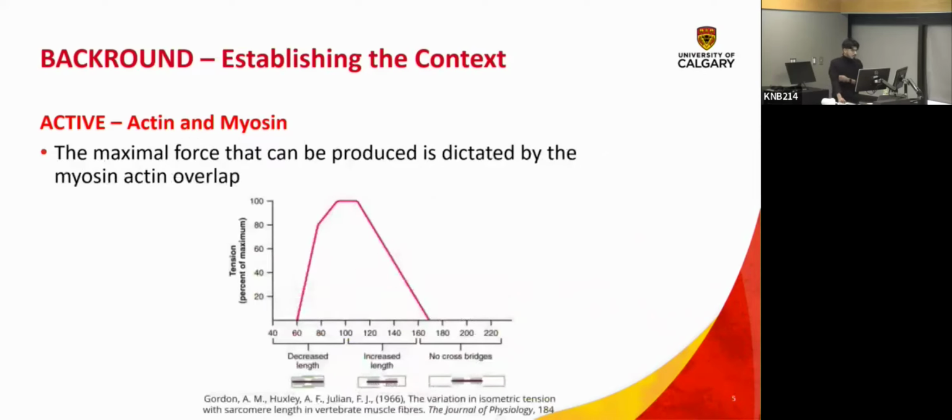What's important to note is that within a specific given length, there is a maximum amount of force that can be produced. The graph in front of you depicts the force-length relationship. The main thing that I want to outline here is that as we know that force is primarily produced by the interactions of actin and myosin, it would make sense that the mediating factor for how much force can be produced at any given length is the amount of overlap that exists between actin and myosin.